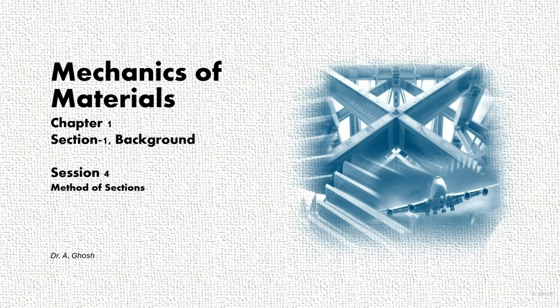We are in Chapter 1, Section 1, where we are discussing the background to mechanics of materials. We are in the fourth session. Previously, we have discussed action-reaction forces and free body diagrams. We have also discussed the method of joints in plane trusses and the method of members in plane frames. Here we discuss the method of sections in plane trusses.